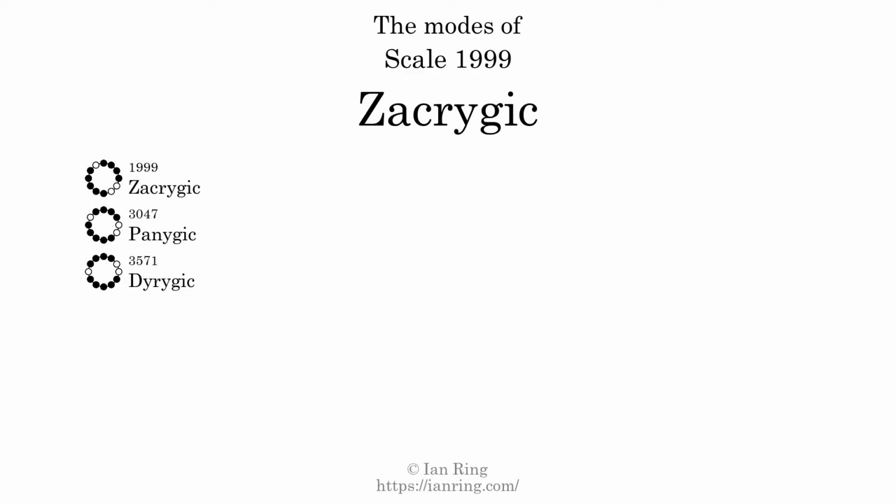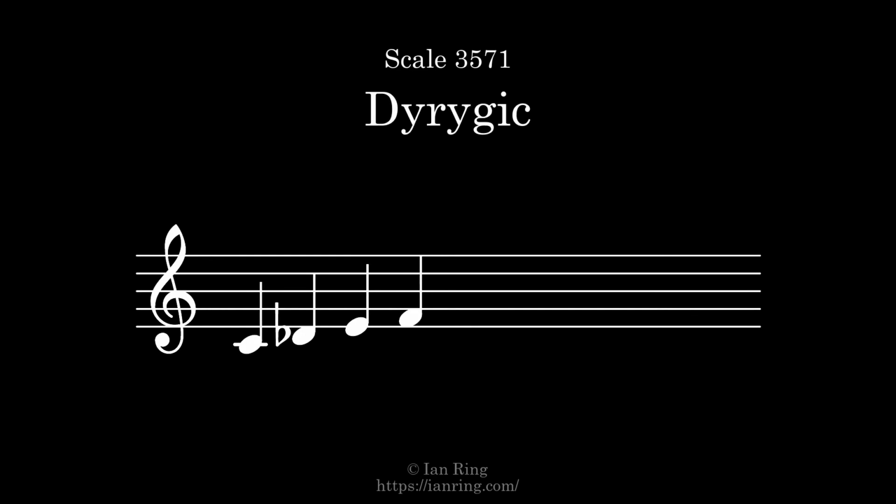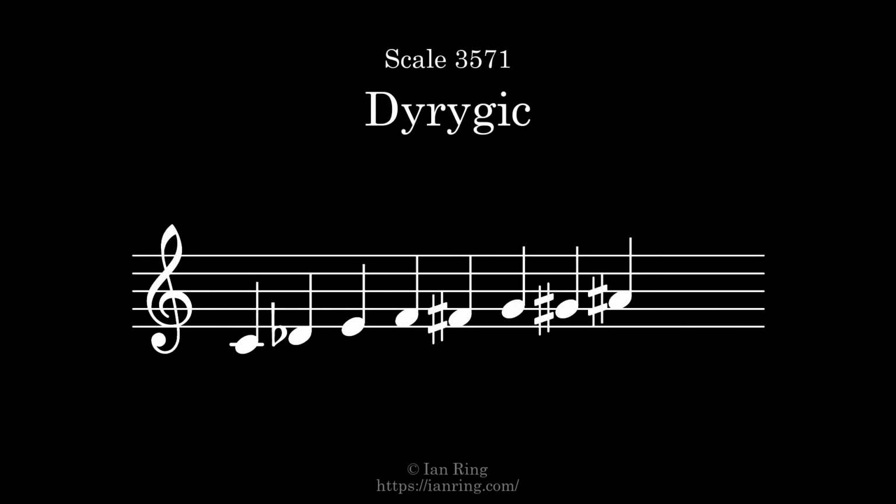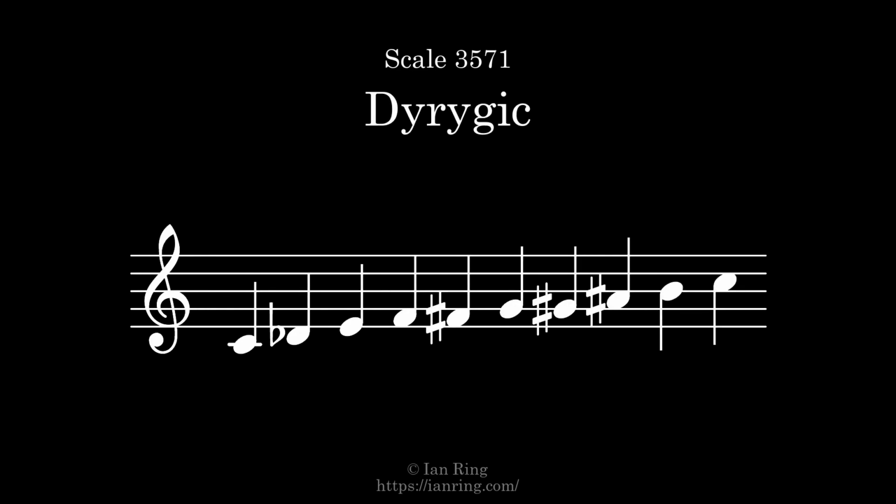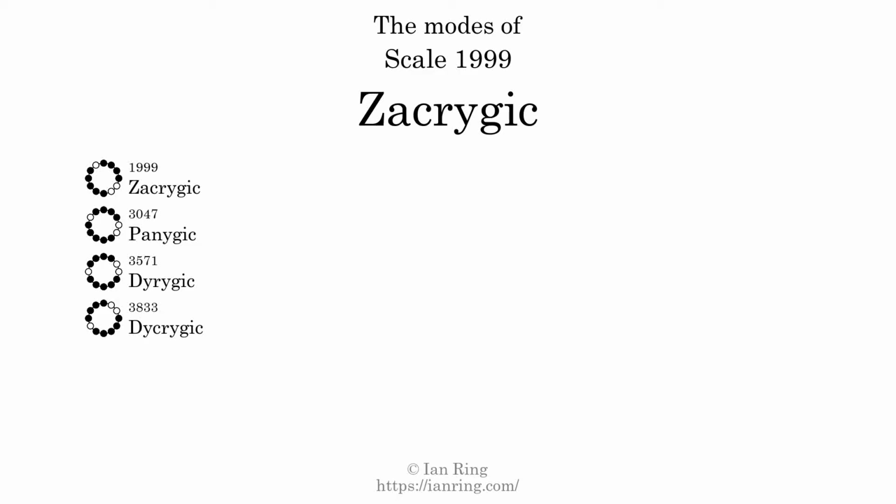The third mode is scale 3571, also known as Zacrygic. It sounds like this. The fourth mode is scale 3833, also known as Zacrygic. It sounds like this.